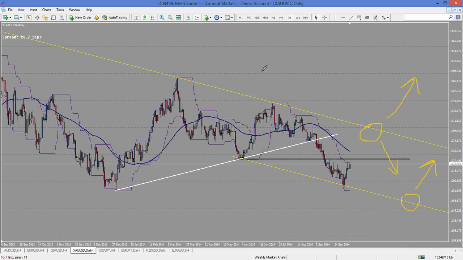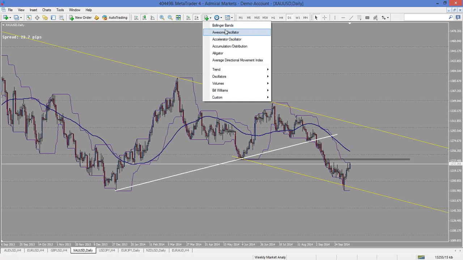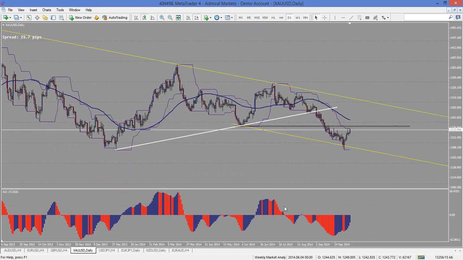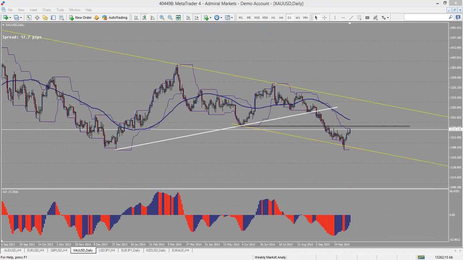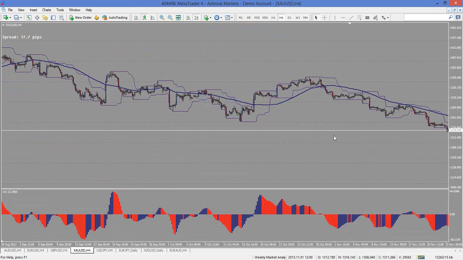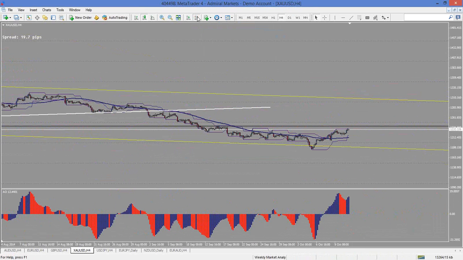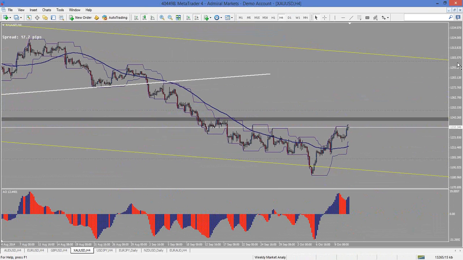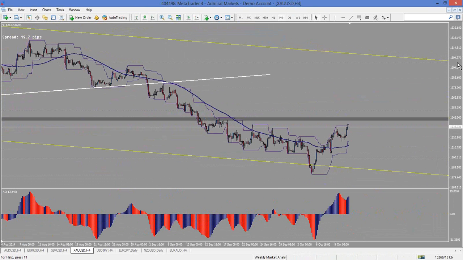Lois is saying that there's divergence here. Let me check that, Lois. Yeah, there's a little bit. And consequently, you'll probably see it on a 4-hour chart, I think. Let's have a look. There was a little bit leading into that move.